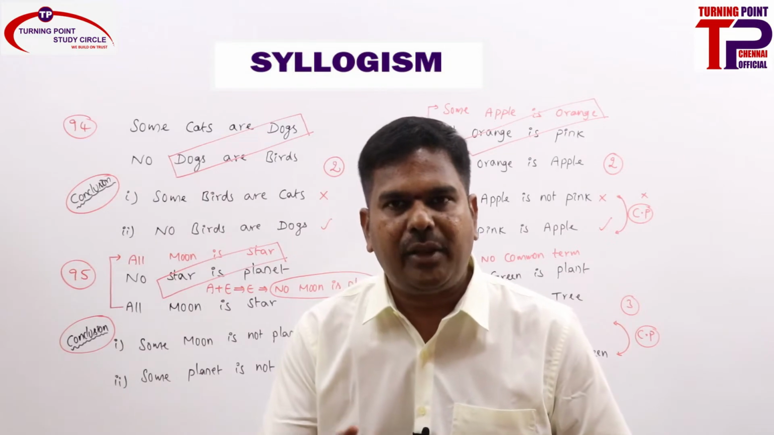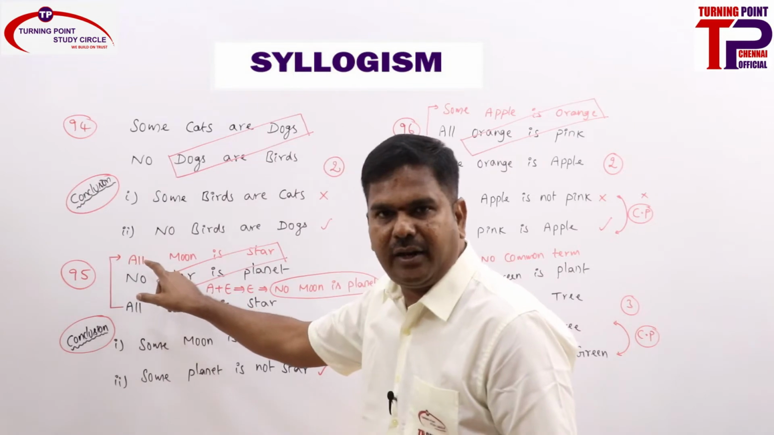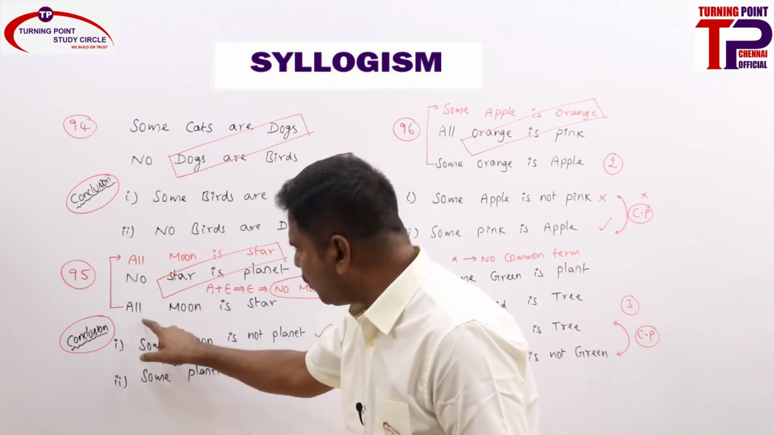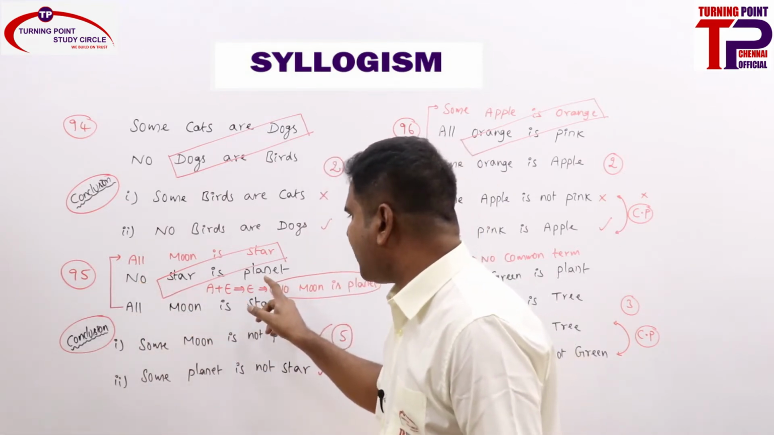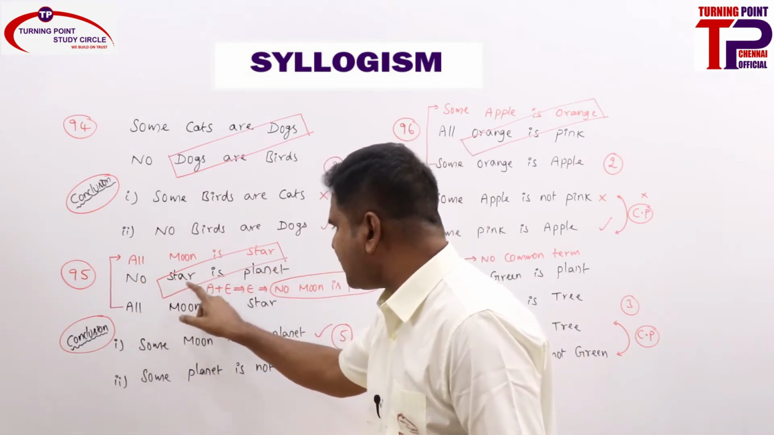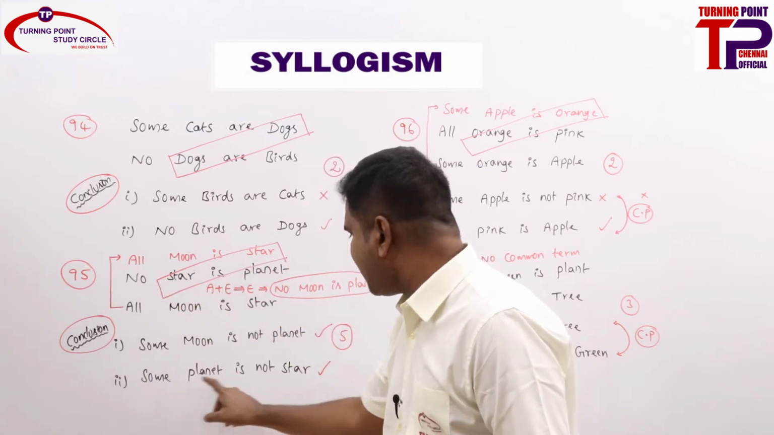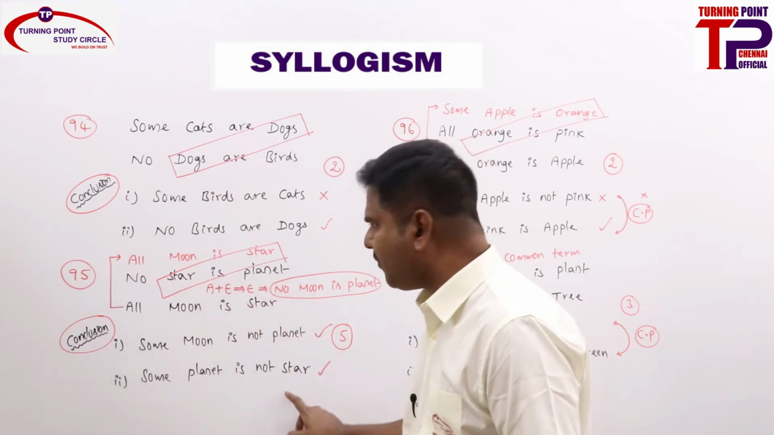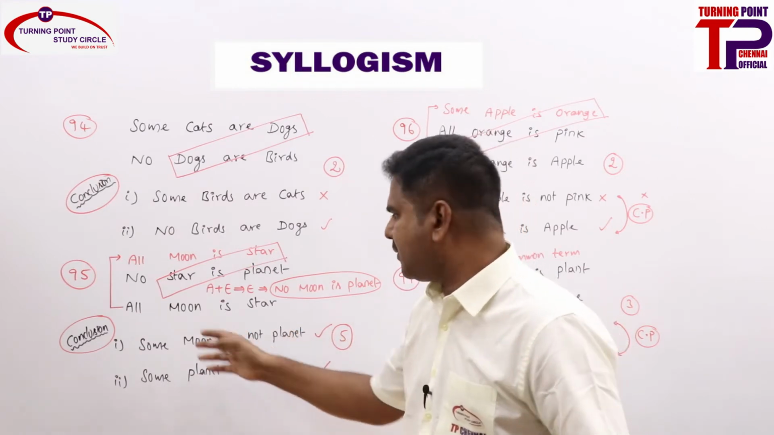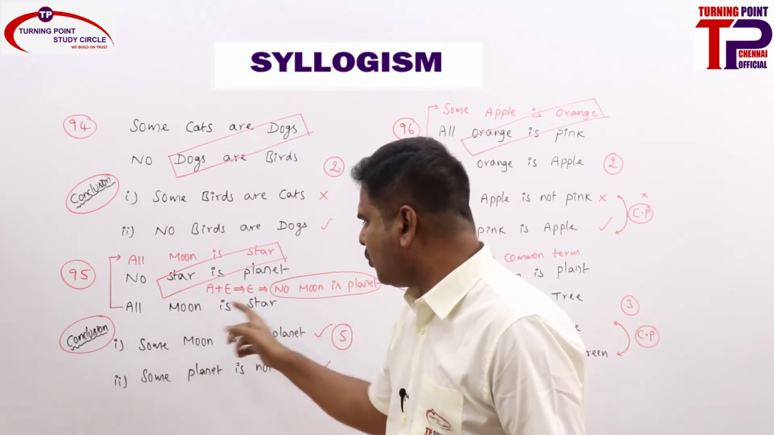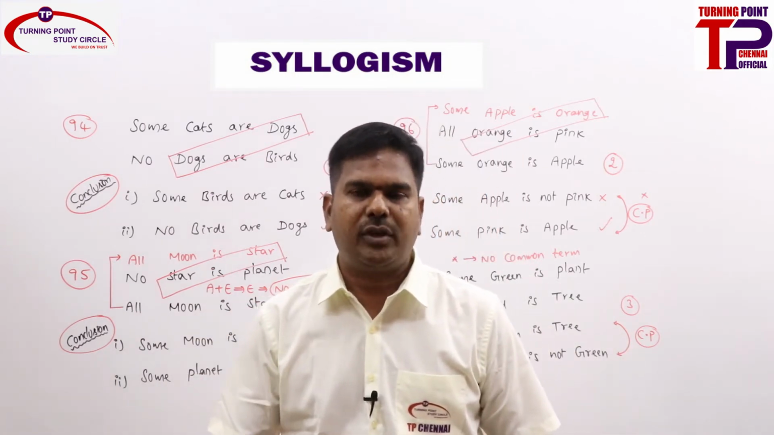Now we need to go ahead with immediate inferences. First we need to consider individual statements. You can consider this one or this one, either one is fine. First one, no star is planet, can be converted into some planet is star, some star is not planet, some planet is not star, right? Is some planet not star given anywhere? It is directly given from the first statement alone. So go ahead with that one, no need to check anything else, because all moon is star can be converted as some moon is star, some star is moon. Anyway we have only 2 conclusions, both conclusions we got as true.